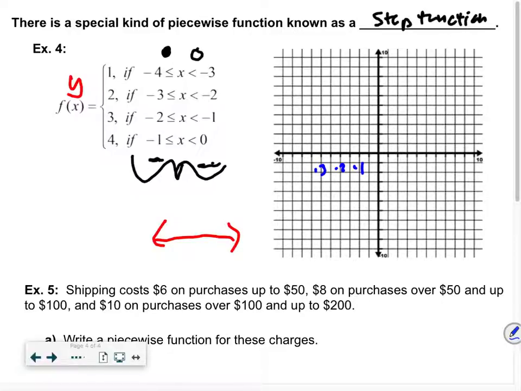I'm going to go up 2, okay? So -4 closed, -3 open, and we're up 1. My next one, what's closed? -3. What's open? -2. How high up am I? 2. So at -3 I'm closed, -2 I'm open, and make sure you are up 2.